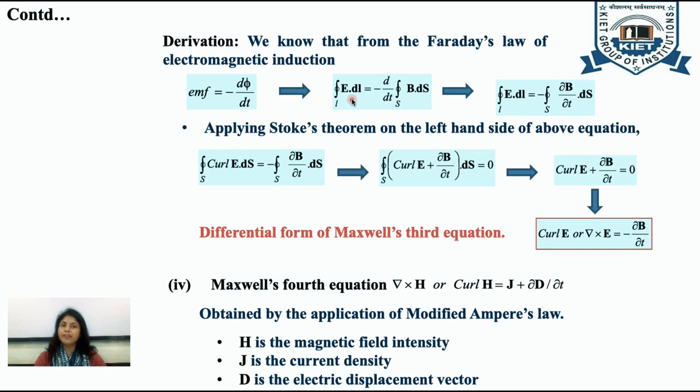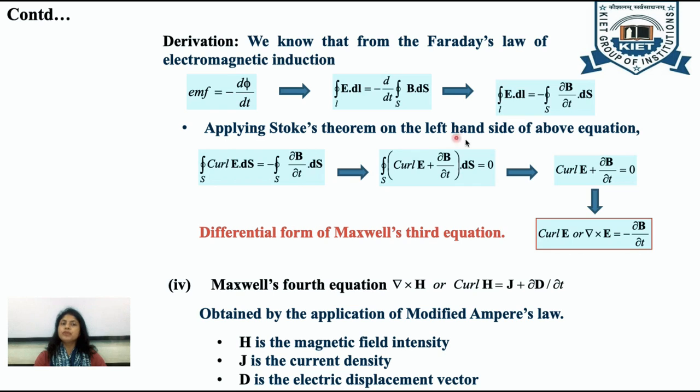Then the Faraday law becomes line integral of E dot dl is equal to minus d/dt of surface integration of B dot dS. Then line integral of E dot dl is equal to minus surface integration of ∂B/∂t dot dS. When the integration changes with d/dt, then d/dt is converted into ∂/∂t.